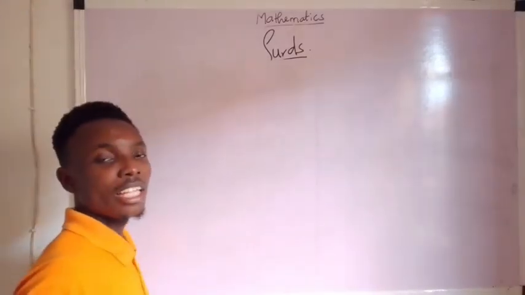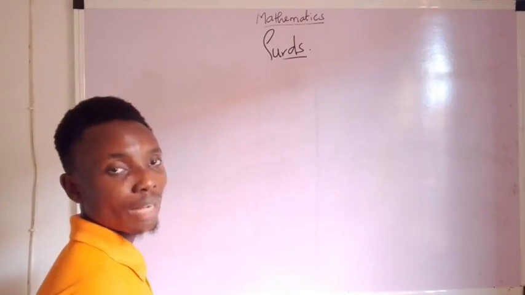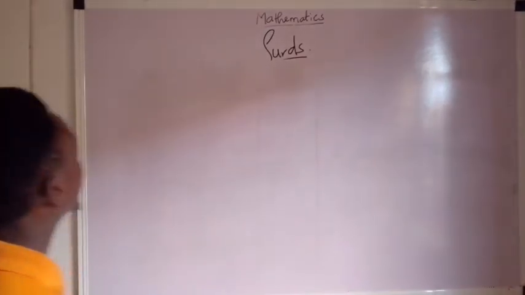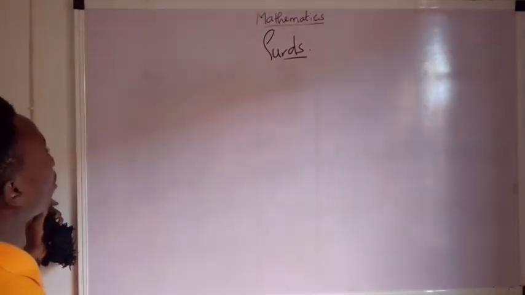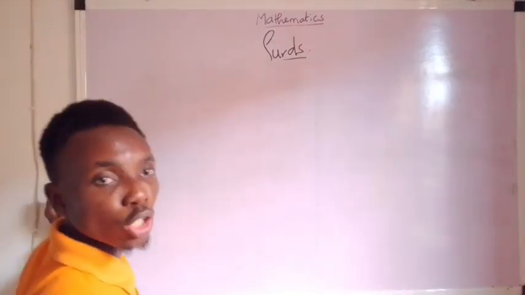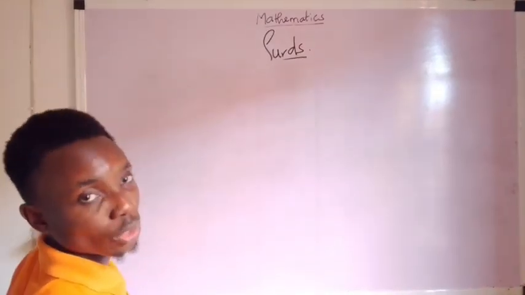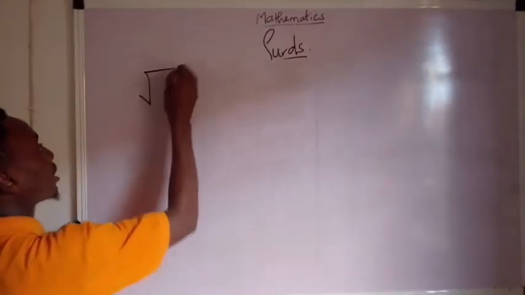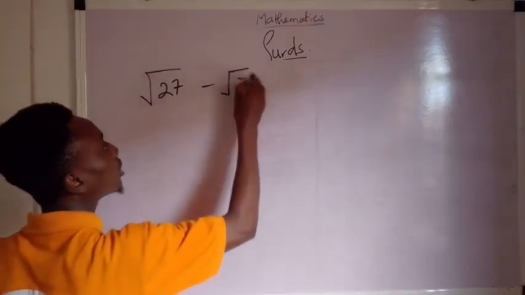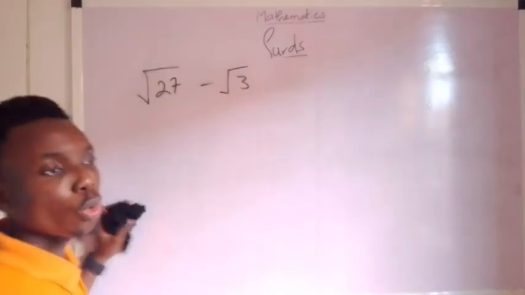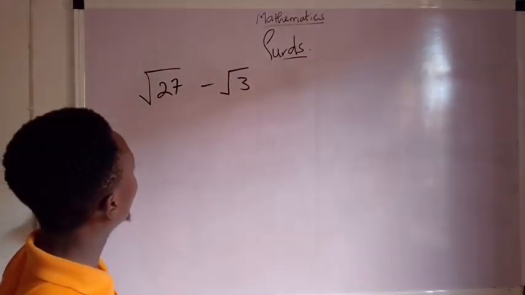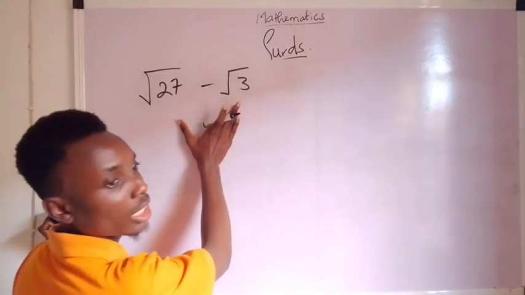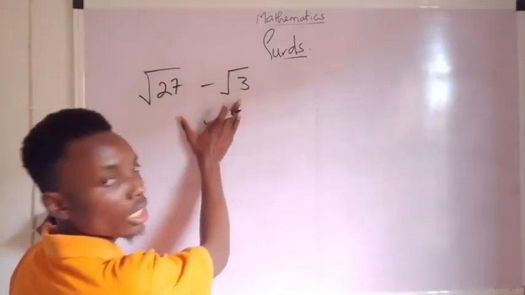Now, indices has a trick, logarithm has a trick, and surd also has its own trick. Probably that's why they are grouped together. The main challenge in surd questions sometimes might not even be factorizing. The main challenge most times is when you have questions like this, which will always occur, root 27 minus root 3. Now, according to the principle I just taught you in adding surds together, these should not be able to add to each other. So what do we do here?